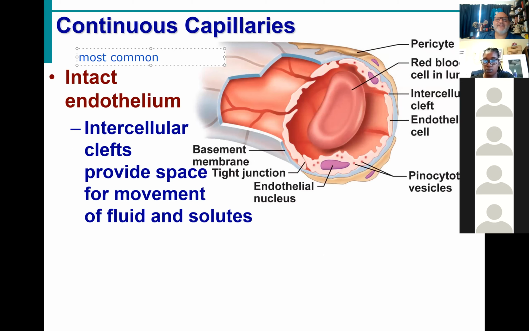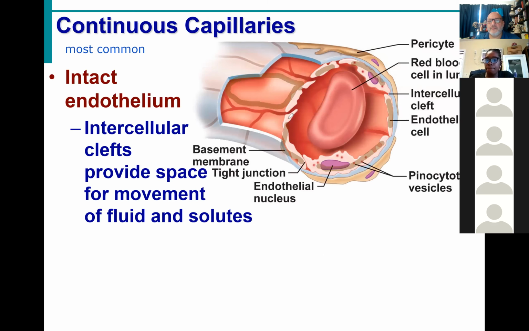is what is known as a continuous capillary. This continuous capillary is basically one we just saw in the previous picture. We have a single layer of squamous cells forming a completely intact wall to our capillary, a little bit of the basement membrane around the outside.